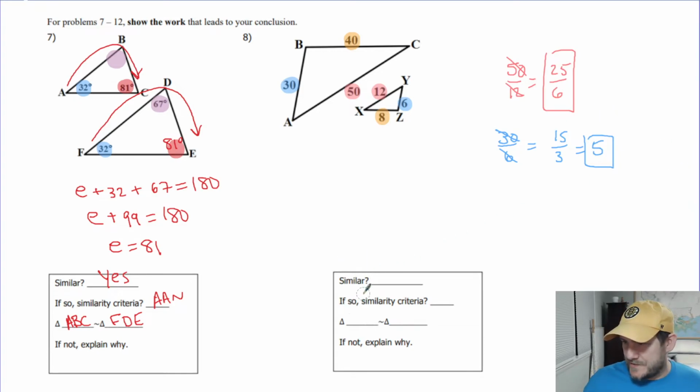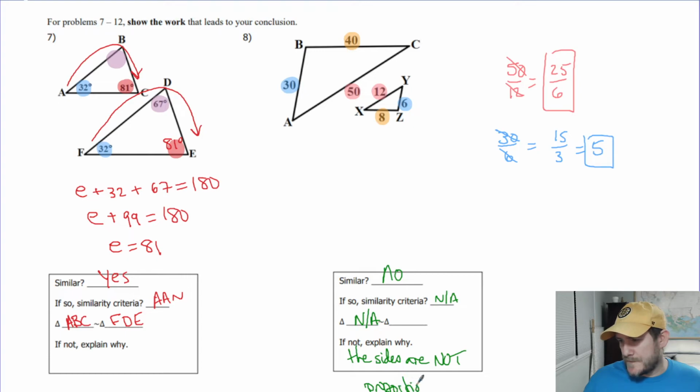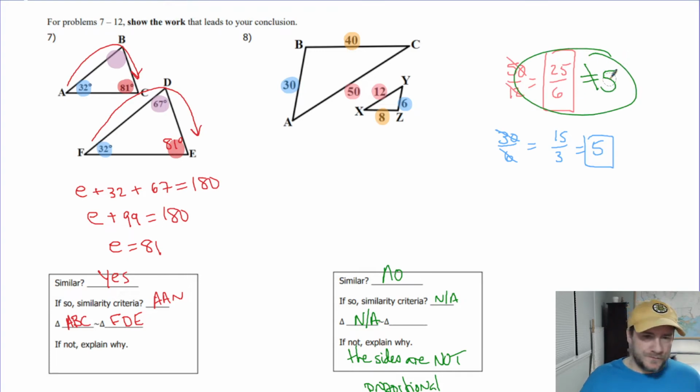Which means we can say beyond the shadow of a doubt, are they similar? No. If so, state the criteria, not applicable. Name the similarity thing, we'll say not applicable. Then it says, if they're not, then explain why. We can just say the sides are not proportional. And if you're kind of keeping it simple like that, then just make sure you have the work that proves it. We can show that this is not the same as 5. There's our proof.